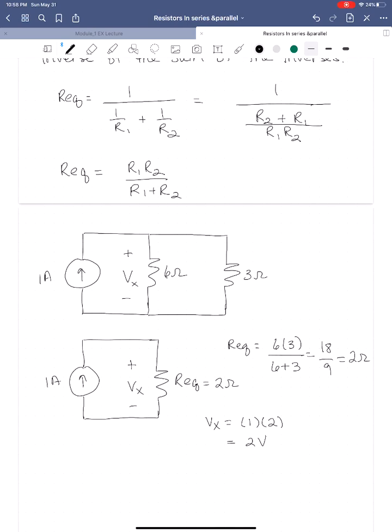So this is the first lecture. We're going to do some more talking about resistors in series and parallel. We'll do a little bit of summary in the next lecture, and then how we're going to apply and use this, and what some of the special cases are as well. So that's coming up next.